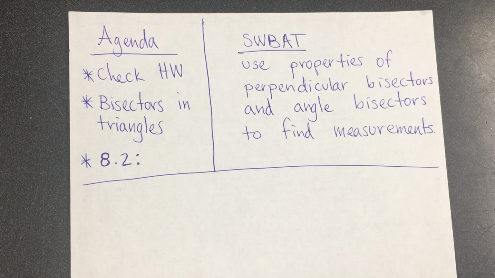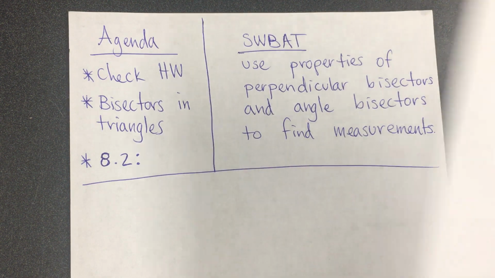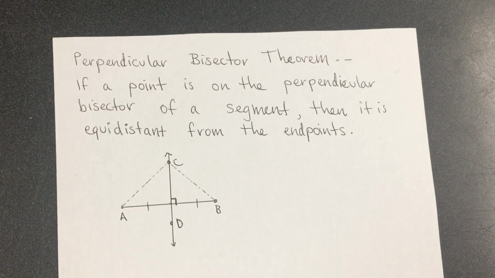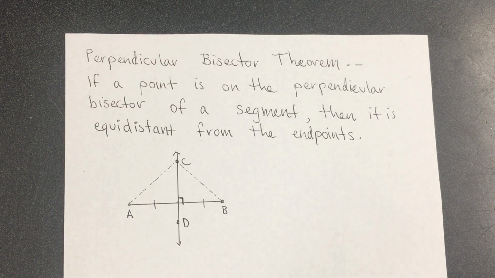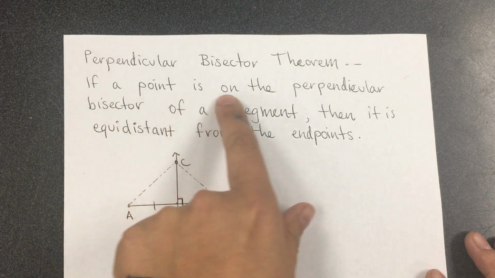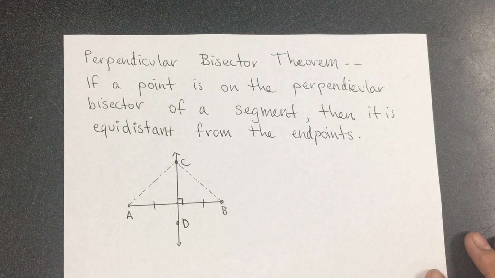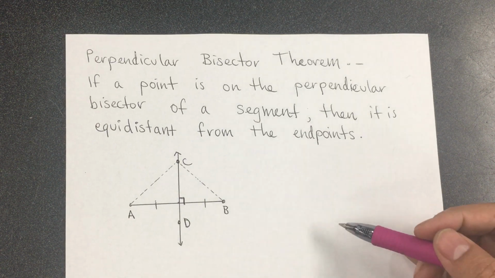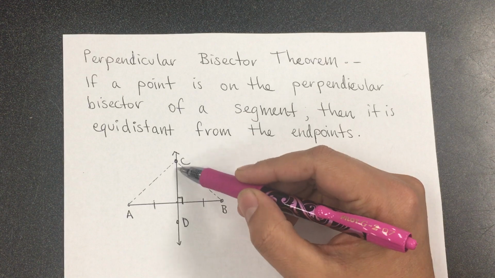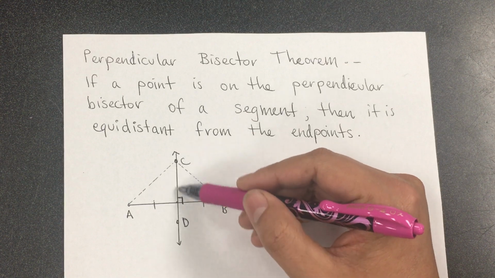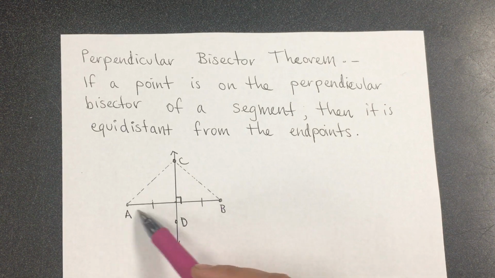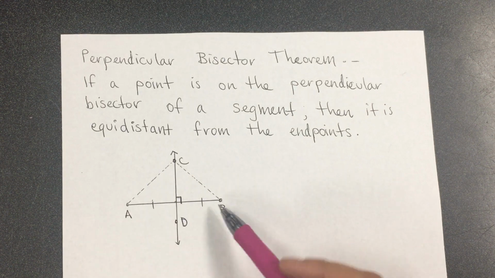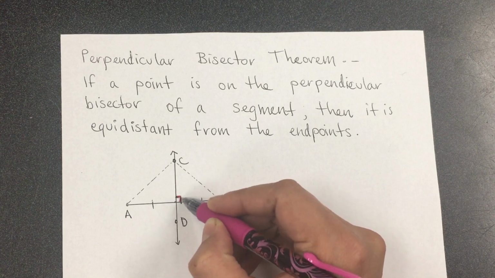And so let's start with some definitions first. The perpendicular bisector theorem says that if a point is on a perpendicular bisector of a segment, then it is equidistant from the endpoints. And we learned in a different unit that a perpendicular bisector is a line that is perpendicular to a segment, meaning it forms 90-degree angles.